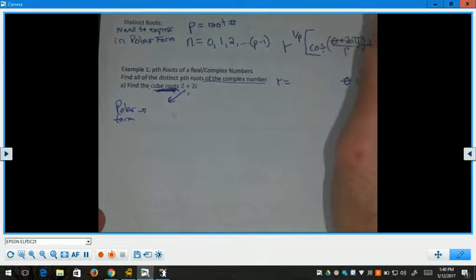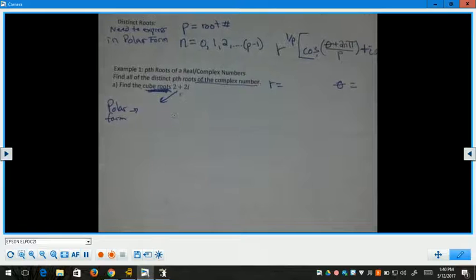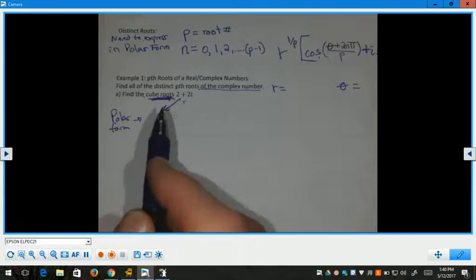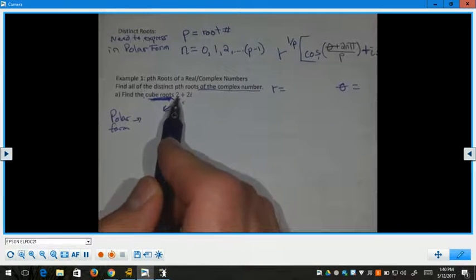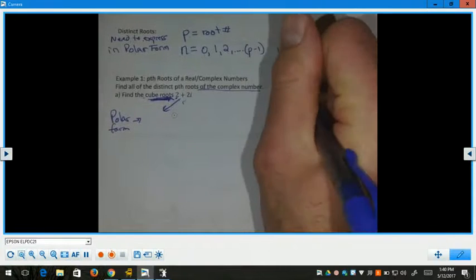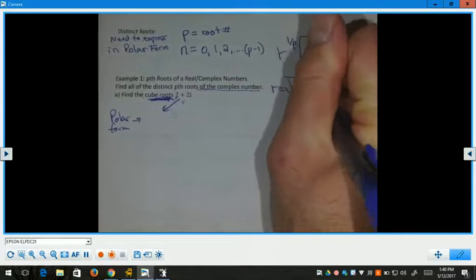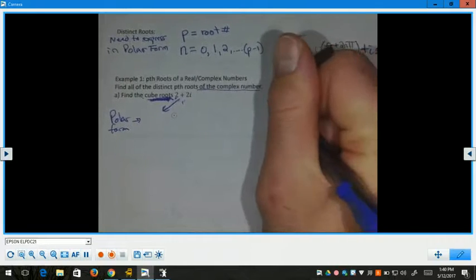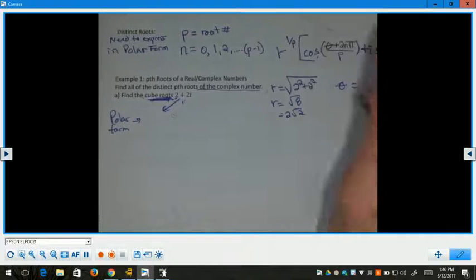In order to do that, I need to know what the radius is and what theta is. Anyone remember how to find the radius? For any polar coordinate it's the square root of x squared plus y squared. When it is a complex number, we do the square root of a squared plus b squared, just like when we do vectors. So it'll be 2 squared plus 2 squared, 4 plus 4 is 8, so our r value is the square root of 8, which is exactly 2 square roots of 2.